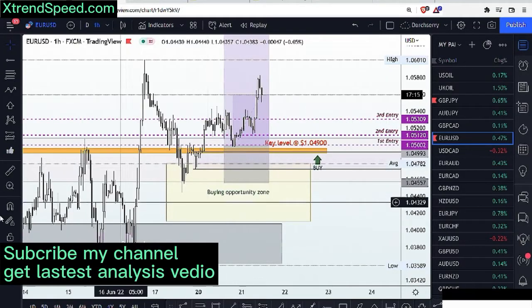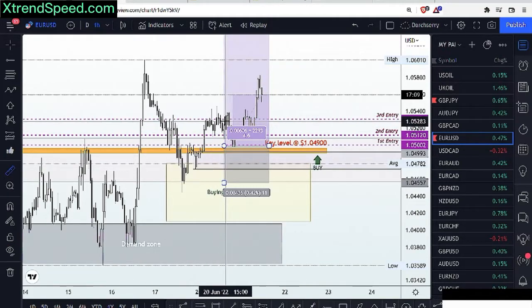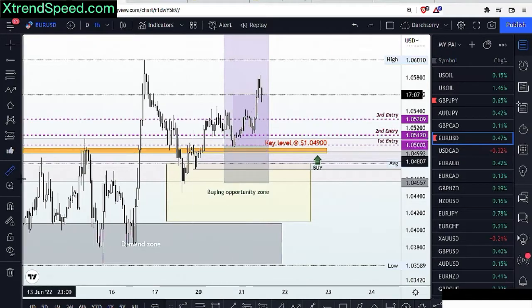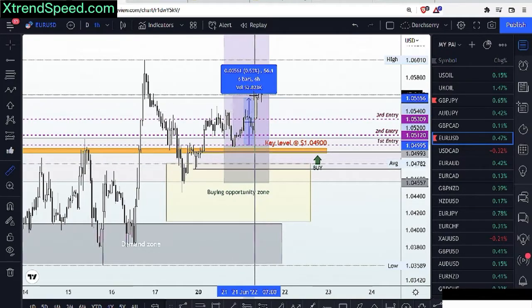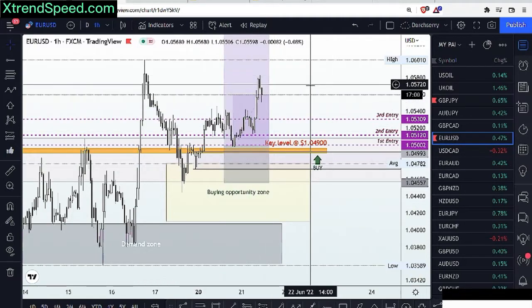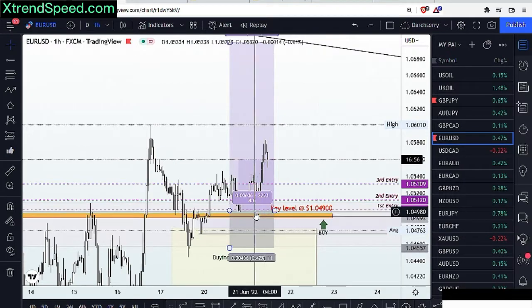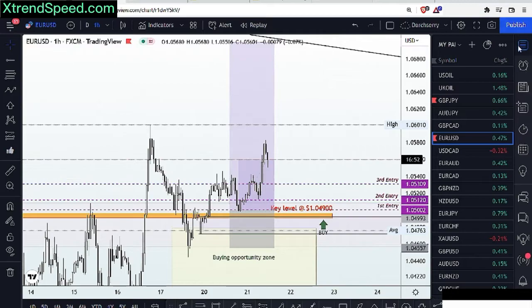And we are running, we have like 3 positions running. We have the first entry here, the second entry here, and we had a third entry at this area. And price is running from our first entry with about 60 pips thereabout, and I'm expecting price to continue to the upside as the key level at 1.049 remain my yardstick as we head into the new week.